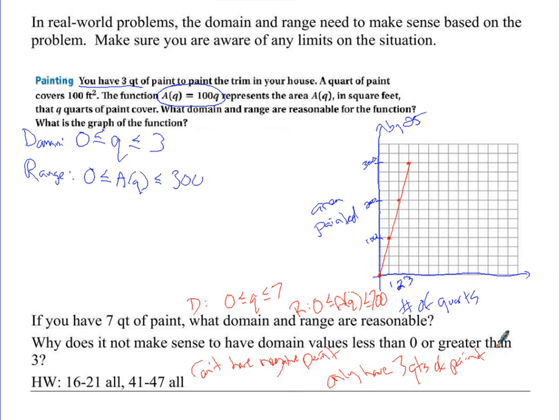So that's the domain and range. The domain is how much do you have that you can actually put into this function. The range is what do you get out of it based on what you put into it. Okay? The x values is the domain. The y values is the range. X is the independent variable, y is the dependent variable. Domain is inputs, range is outputs.